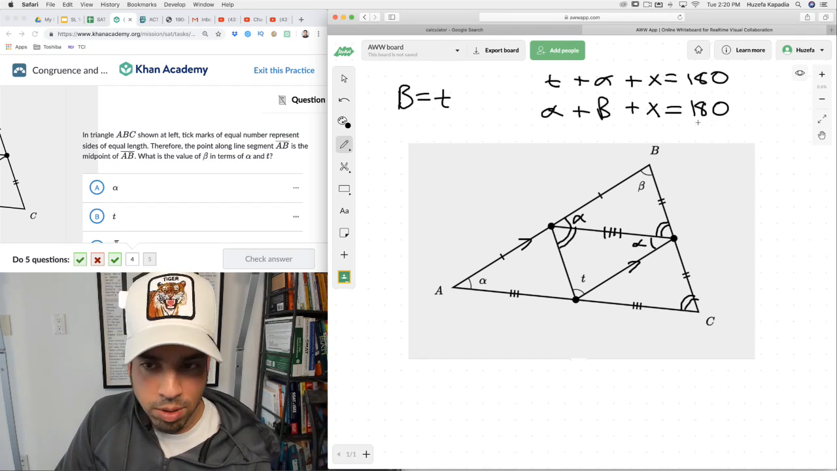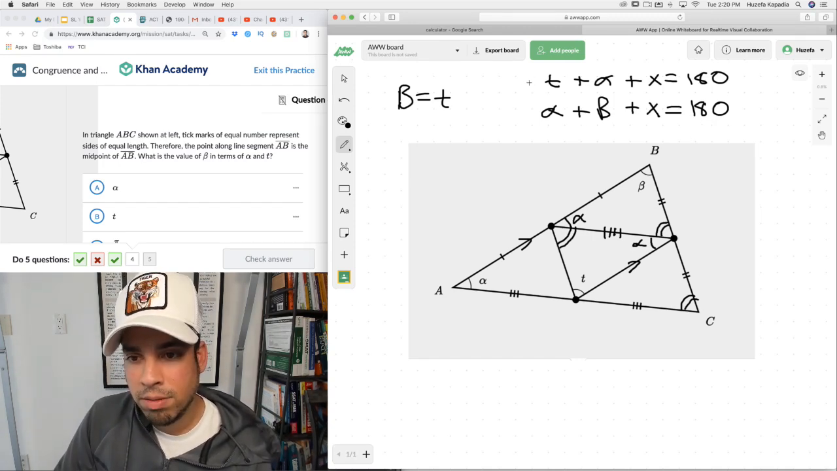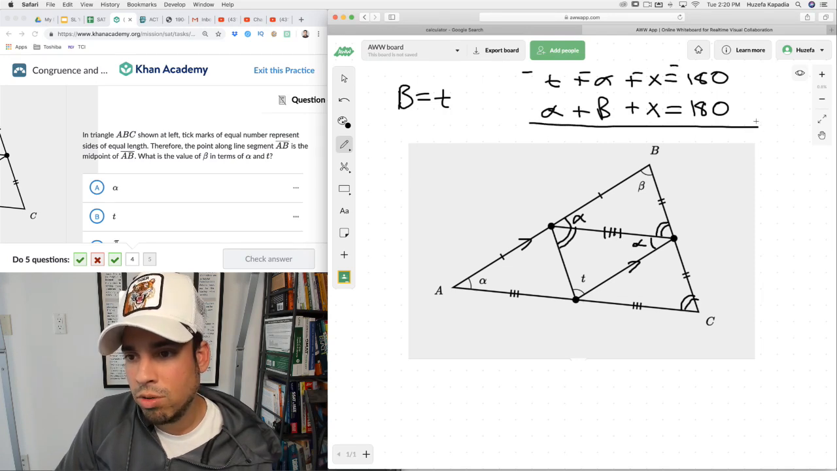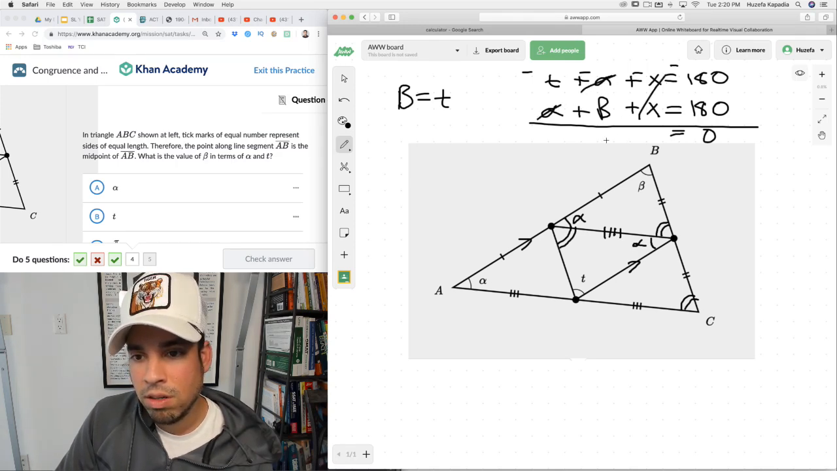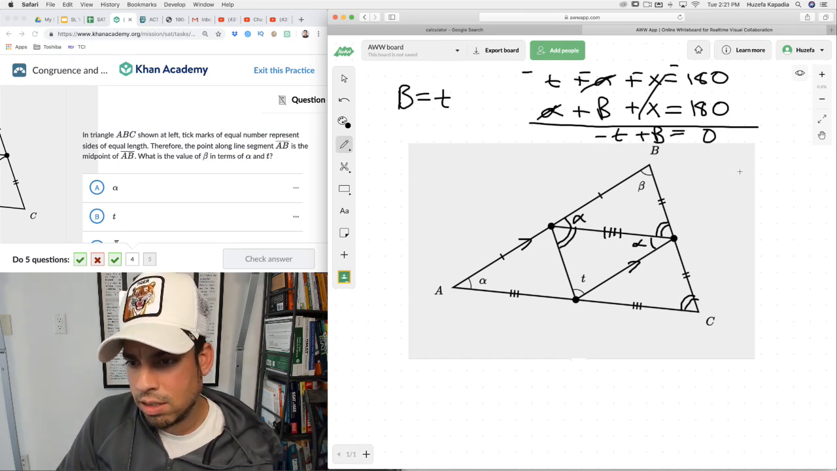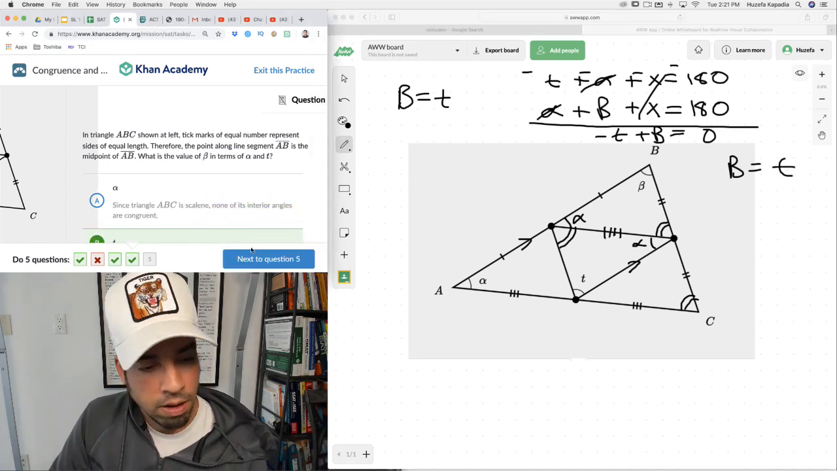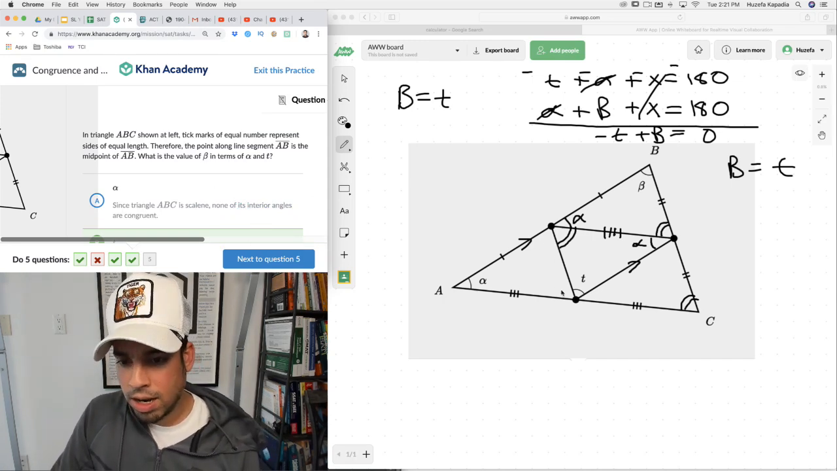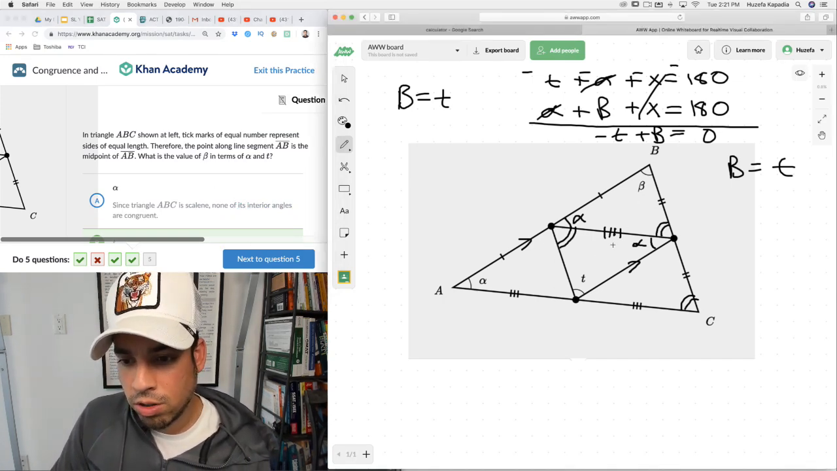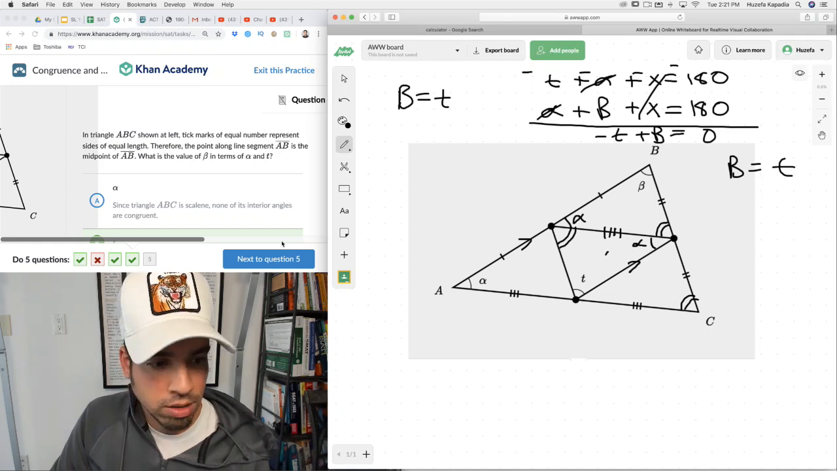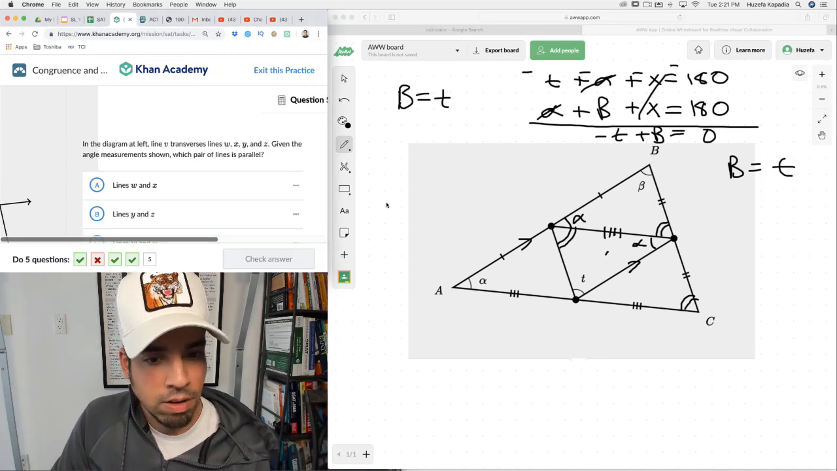Then we kind of got this system of equations, and then I can maybe make this whole one negative. Boom, boom, boom, boom. Add the two together. The 180s cancel out. The x's cancel out. The alphas cancel out. And then I get negative t plus beta equals 0, and then isolate beta. Beta equals positive t. So that should be correct. Kind of a long way about it. I think if you readily spot that these two triangles are congruent, you don't need to do any of this. Just jump straight to that conclusion. Very hard problem.